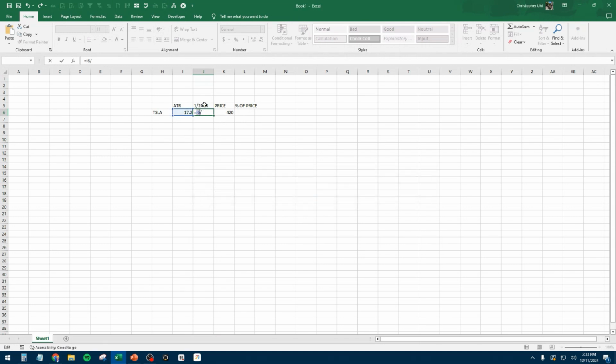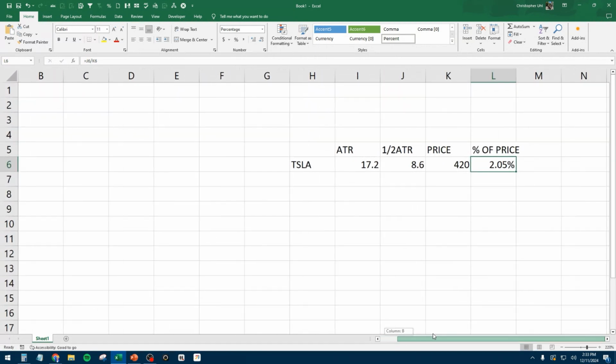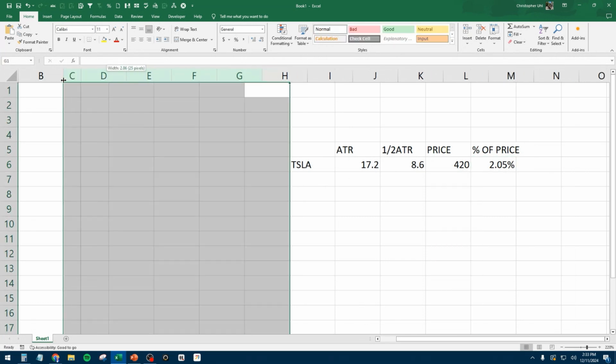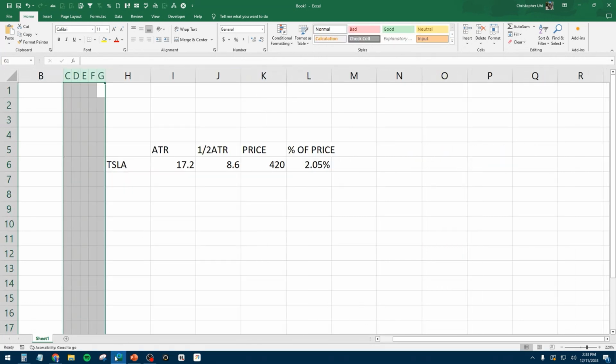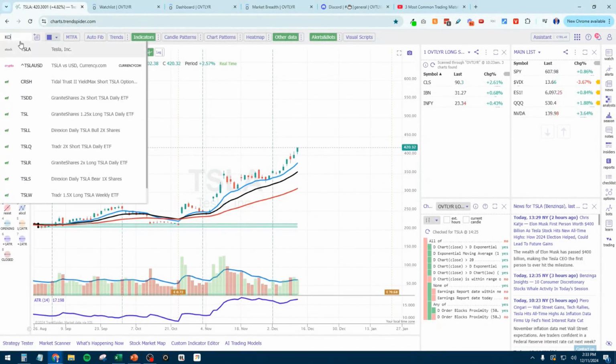Oh, come on. Yeah, I know. Jeez, give me a break. 2. There we go. So then we say 8.6 divided by 420 is 2.05%. So that's how much room I would give Tesla. Let me make this bigger. That's how much room I would give Tesla if I were trading it, right? But then how much room would we give Coke for the same half ATR risk? So if we go to Coke, it's KO.